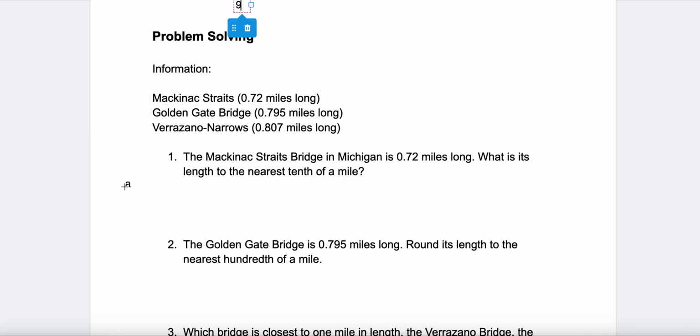Let's see. Information: Mackinac Straits Bridge is 0.72 miles long. Golden Gate Bridge is 0.795 miles long. Verrazano Narrows is 0.807 miles long. The Mackinac Straits Bridge in Michigan is 0.72 miles long. What is its length to the nearest tenth of a mile? Tenth is the number right after the decimal, correct? So look at the number after the 7, which is 2, and it is less than 5. You have to round it down, so it'll be 0.7 miles long.